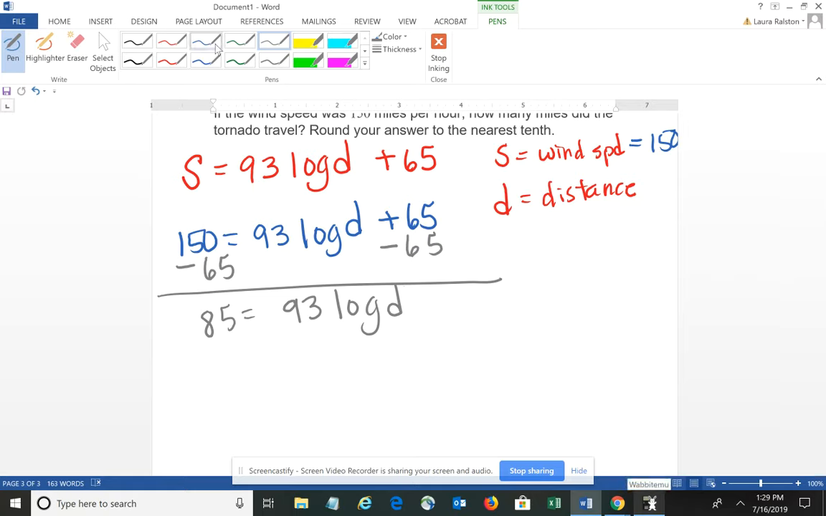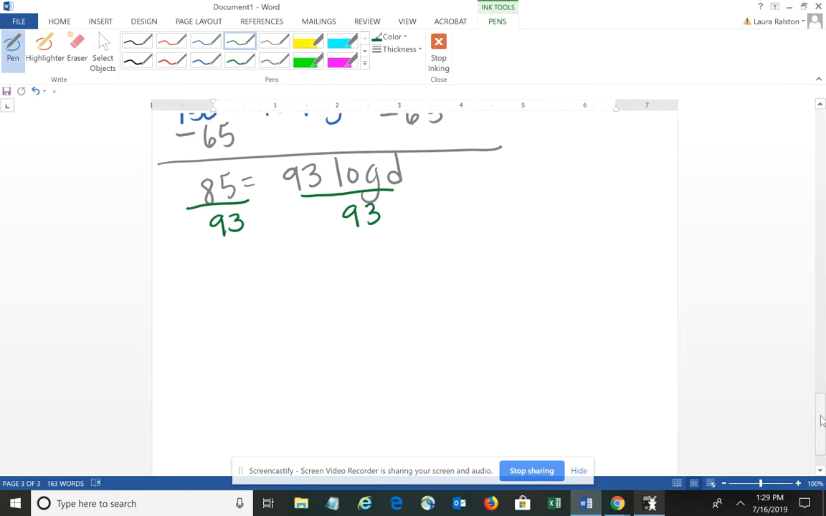Then I need to get rid of the multiplication by 93. So I'm going to divide both sides by 93. Okay, so I have 85 divided by 93 equals log of D. Okay, then we need to get rid of the log, which is a base 10. So I'm going to use an exponential of base 10. I'm going to raise each side. So I have 10 raised to the 85 divided by 93 power equals 10 raised to the log of D.